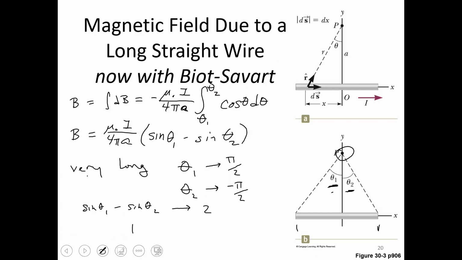This simplifies pretty much to what we expect, which would be mu 0 over 2 pi, because that 2 and that 4 cancel, and then I over a. And a is, again, that radial distance away from our wire. So with the Biot-Savart law, we can show that we get the thing that was expected from our experimental results at the beginning of the chapter. All right, I'm going to pause here and pick up with another example in the next recording.